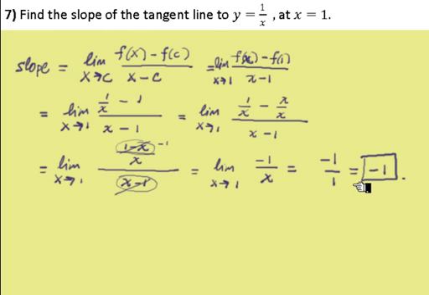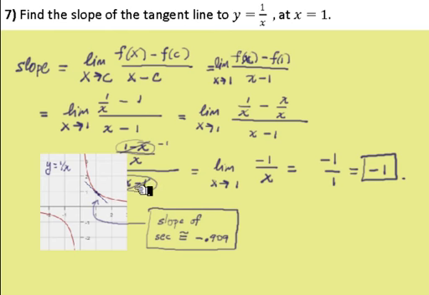So we see that the slope of the tangent line to y equals 1 over x at x equals 1 is minus 1. And now let's recall a previous example where we found the slope of a secant line that was very close to this particular tangent line. So let's look at that picture.